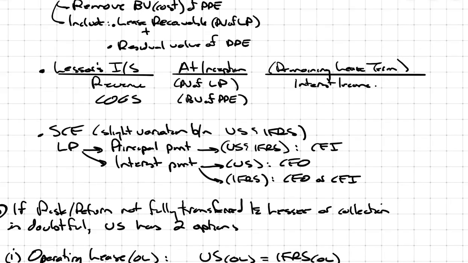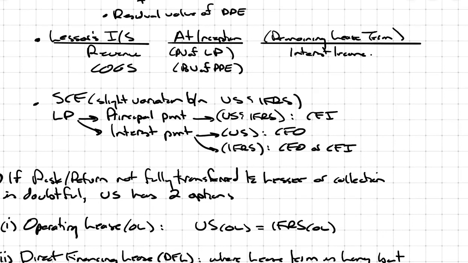Okay. However, when it comes to the statement of cash flow, there is a slight variation between US and IFRS. Once again, this comes back to IFRS giving you options when it comes to interest. So the principal payment, both US and IFRS treat it as an investing activity because remember the lessor is viewed as having purchased the bond. However, for the interest payments, US only allows CFO, whereas IFRS allows CFO or investing cash flow.